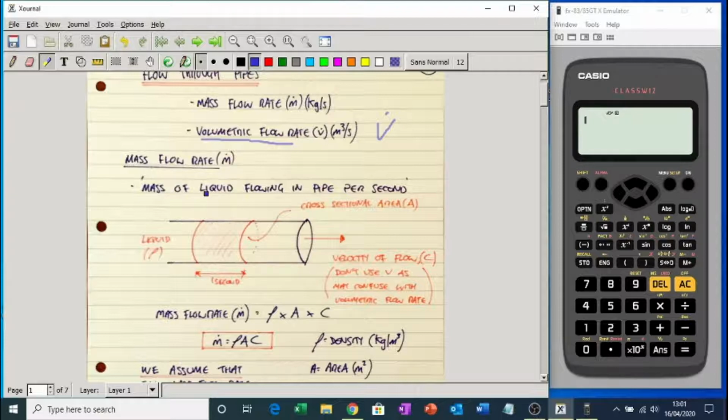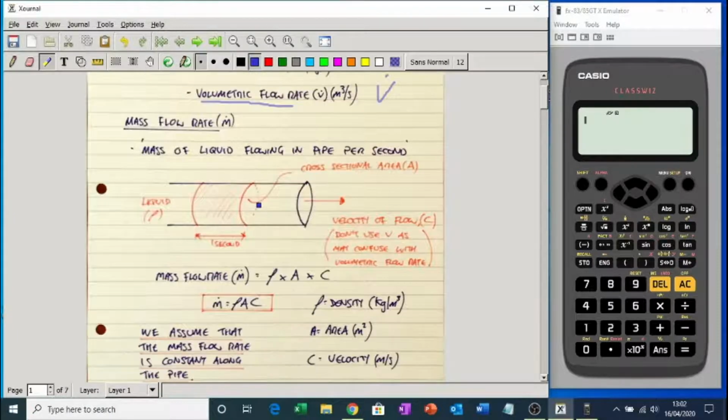So mass flow rate is the mass of liquid flowing in a pipe per second. So we can look at it like, here's my pipe with a liquid of a certain density. Cross-sectional area, so it's the area of the pipe. So in this example, the pipe has got the same area. It's a straight pipe, so there's no change in area. And we're looking at how much mass per second. So if that's a certain mass there, and this is 1 second, how long does it take for that mass to move through in 1 second?